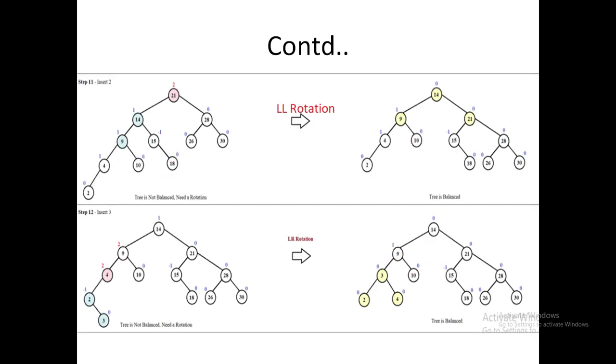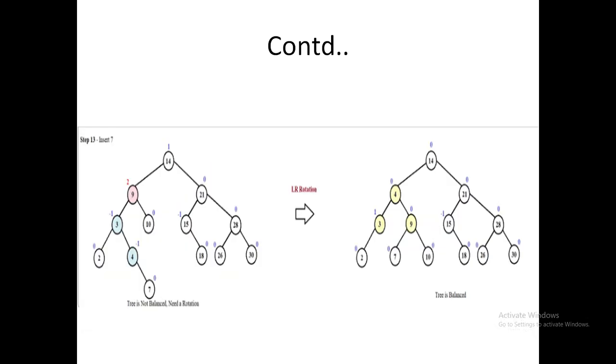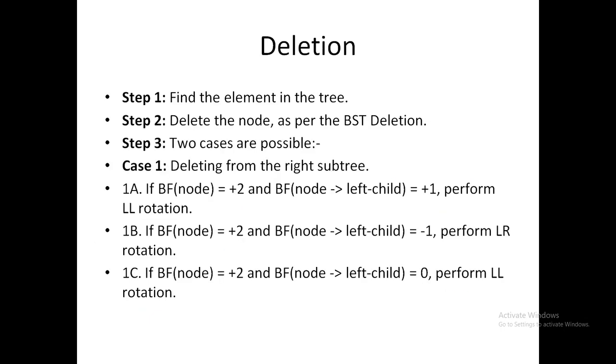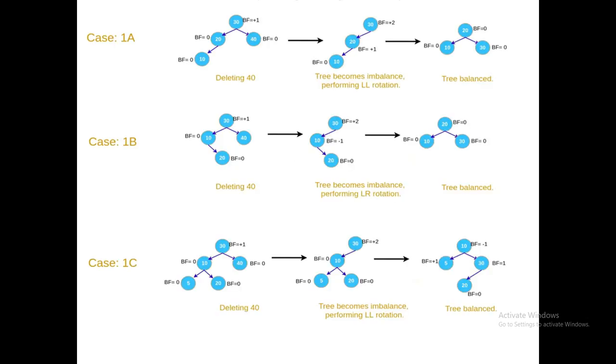Insertion of 2 will affect the root node. So once again this comes under LL rotation only. And insertion of 3 will make an LR rotation. Then insert 7, that is LR rotation again. For the deletion we have two cases: left side LL rotation, LR, and the LL rotation once again.